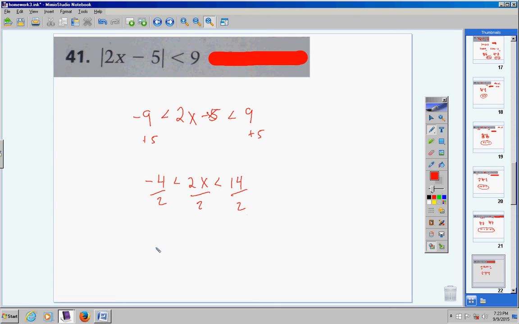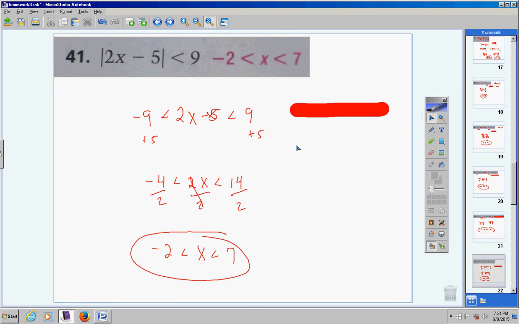Negative divided by a positive is negative. Here your 2's cancel, leaving you with x. And then 14 divided by 2 is 7. So there's your answer. X is greater than negative 2 and less than 7.